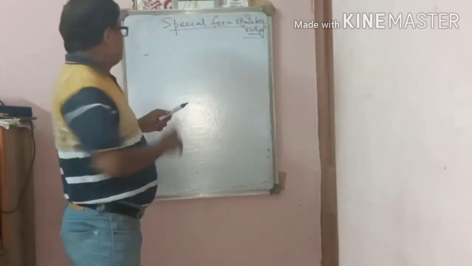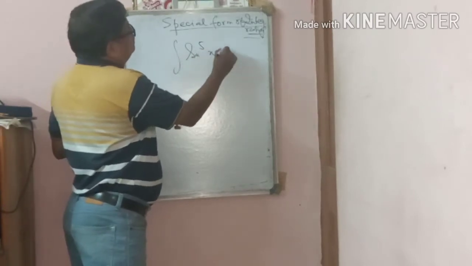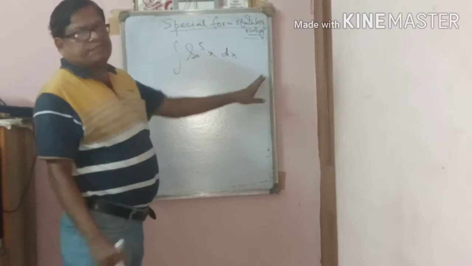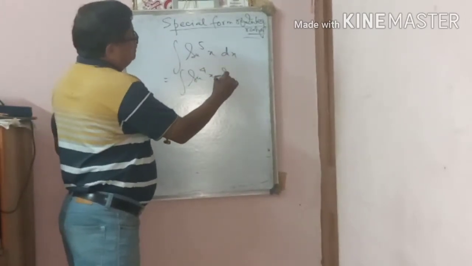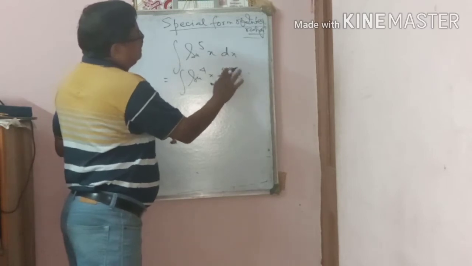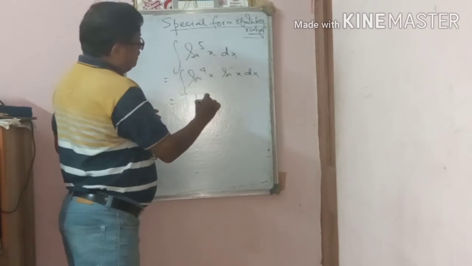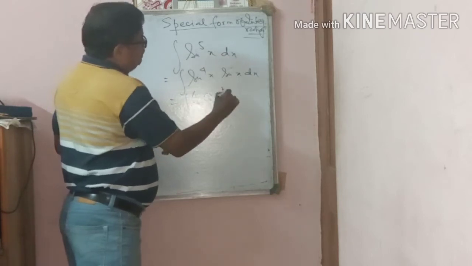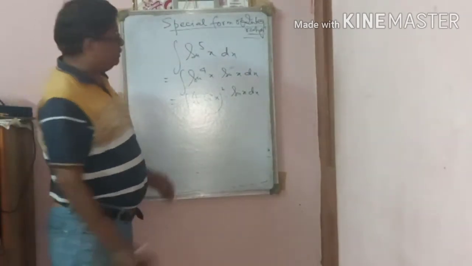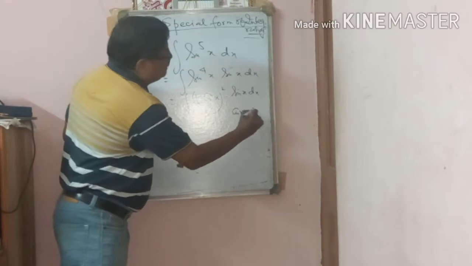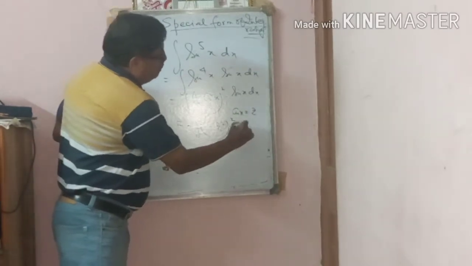Suppose again integration of sin to the power 5 x. Similarly, cos x will be z. We can write sin to the power 4 x into sin x dx. So this will be (1 minus cos square x) whole square into sin x dx. Now cos x equal to z, so minus (1 minus z square) whole square dz.